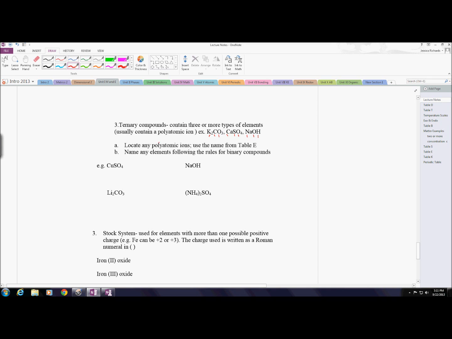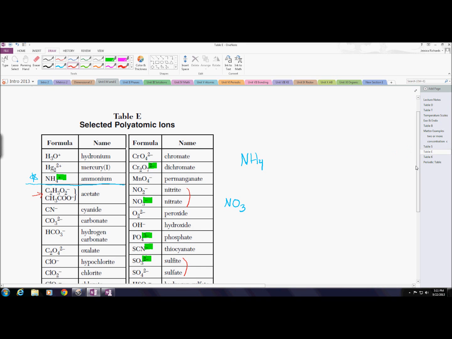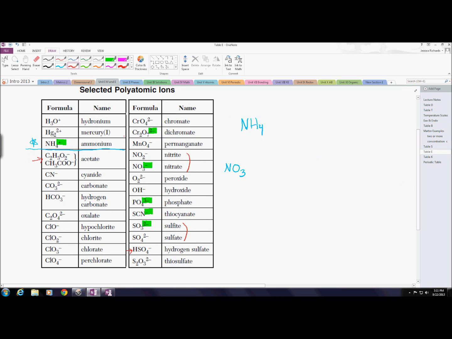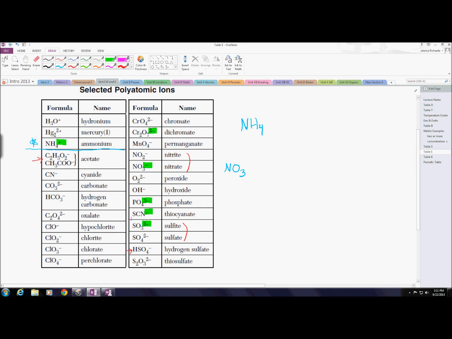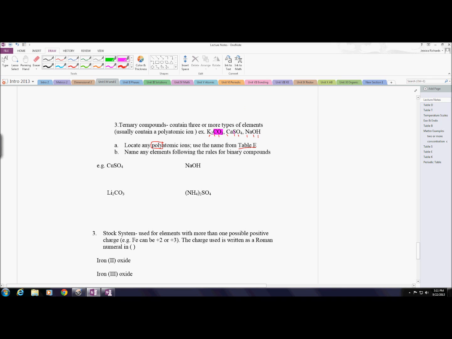Ternary compounds typically contain a polyatomic ion. We said polyatomic ions are on table E. So if you see a ternary compound, the first thing you should do is go to table E and find the part that's in your compound. That first compound had a CO3 in it. There's a capital K with a 2, and there's a CO3. The next one, CaSO4. When I look here, I find SO4 down here. That's sulfate. That's your polyatomic ion in your ternary compound.